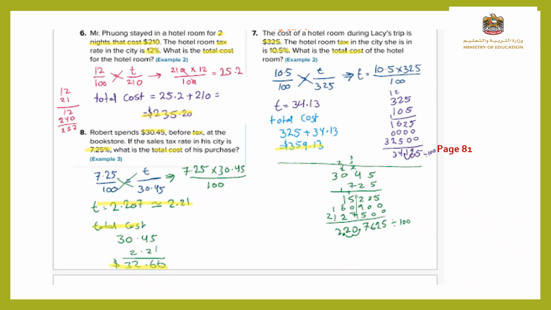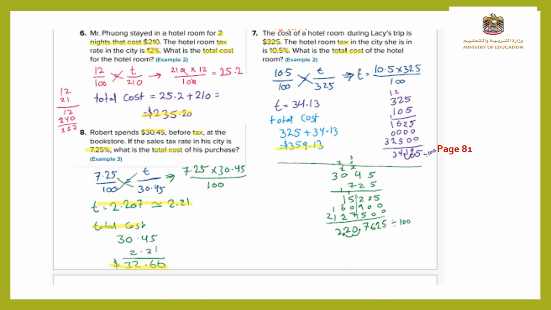Here you can use this proportionality. That means you see a hotel room for 2 nights that costs 210. So for 2 nights it is 210. Then the hotel room tax rate in the city is 12%. What is the total cost of the hotel room? So here you can find the 12% of 210. Or 210 means here 2 nights. That's the thing they asked you.